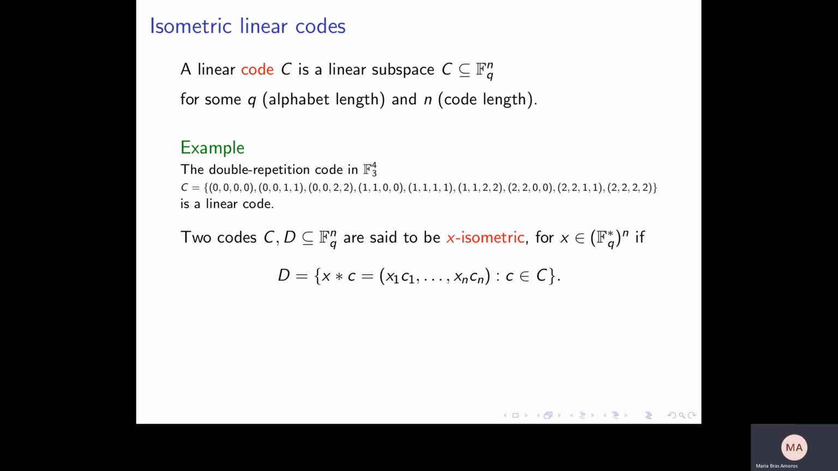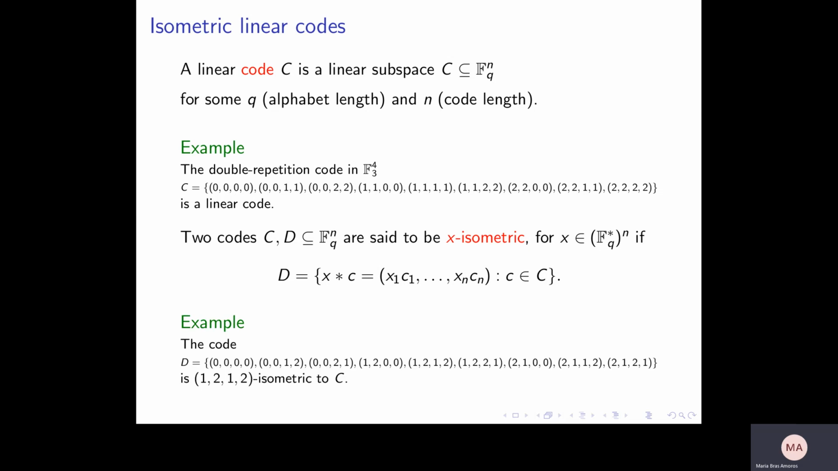We say that two codes C and D are x-isometric, for some fixed x vector in Fq to the n with non-zero coordinates, if D can be obtained as the set of words which are the bitwise product of the words of C by the fixed vector x. As an example, the code that you can see here is 1212-isometric to C.